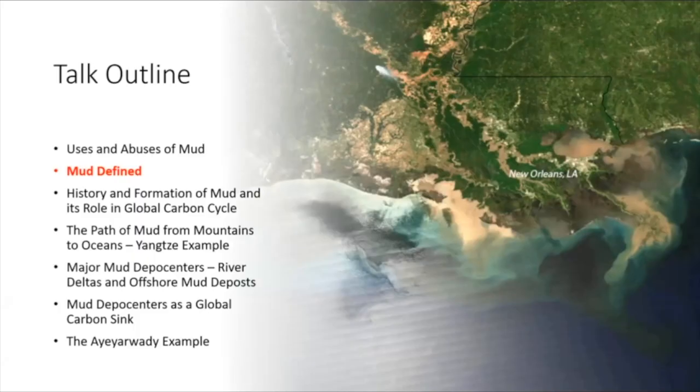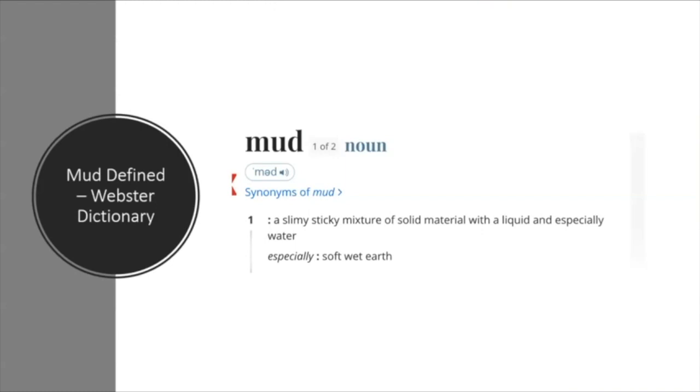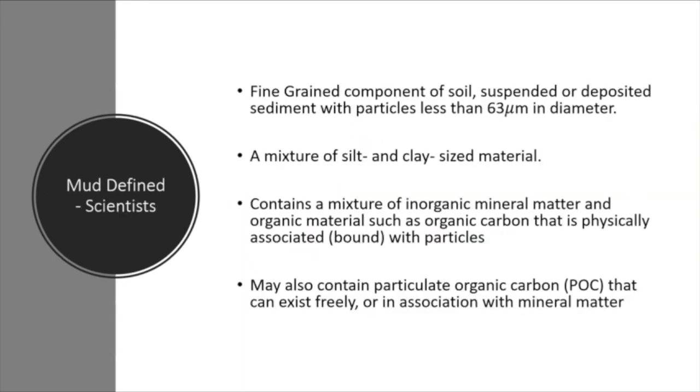So let me give you a definition of mud. I'll give you two. One is from the Merriam-Webster dictionary. If you Google this, you'll see that mud is a slimy, sticky mixture of solid material with a liquid, and especially water, right? So I think that's pretty intuitive. When you think about mud, you think about this slimy, sticky mixture. But that's actually not how scientists think about mud. We define it a little bit differently.